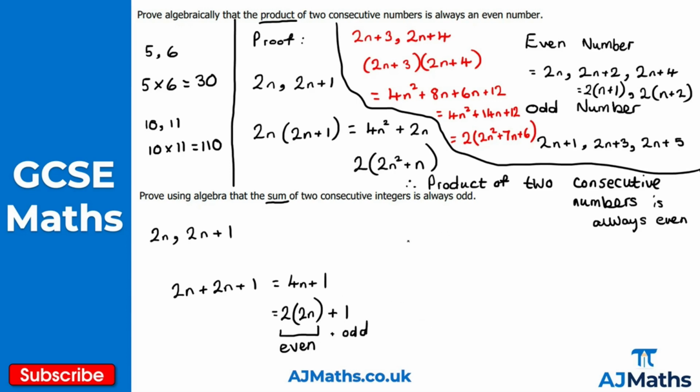Okay, so therefore, even plus odd will give us an odd number. Okay. And that's all we need to show there. The main point that we're showing here is that we get 4n plus 1. The 4n here is even, and then that we add an odd number to it means our result here will be odd. Okay. And there we go. So that's our solution to the second example.